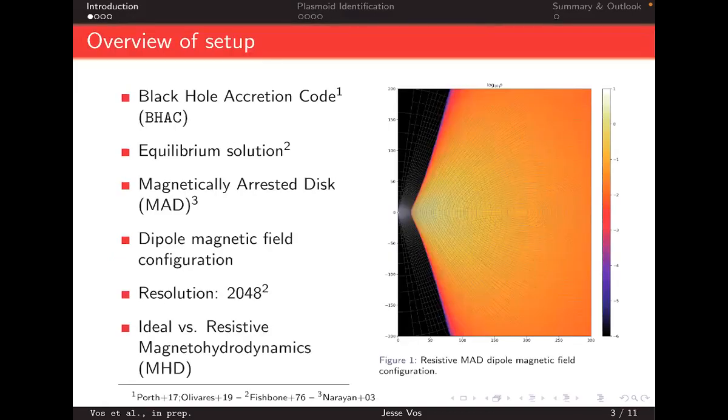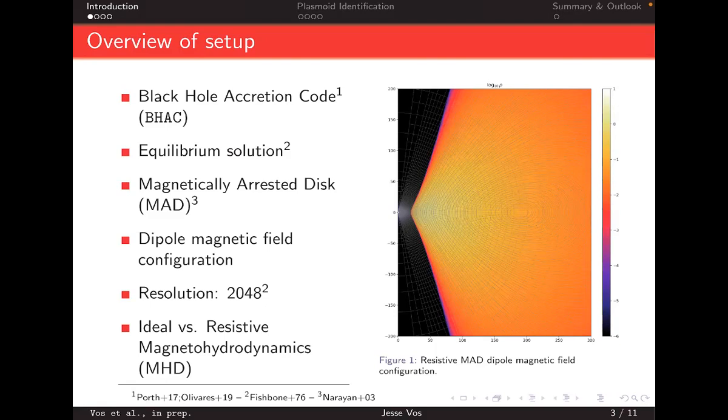My GRMHD solver of choice is the Black Hole Accretion Code developed by Oliver Ford and extended and improved by Hector Olivares. And it does what all GRMHD codes do, basically. You start from an equilibrium torus, which is evolved till it's turbulent and we have a more physically realistic system. And I do this for a MAD setup. So we have an ideal and a resistive MAD setup, and in those setups, I will look for plasmoids.